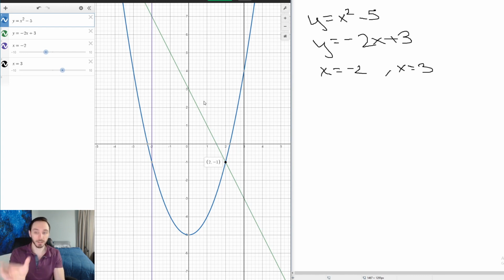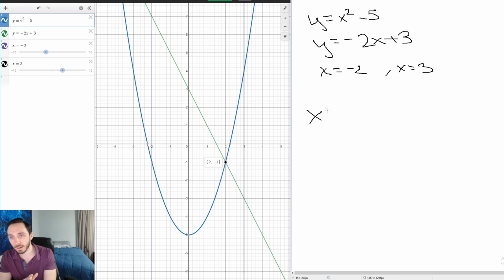Well, if you're in your calculator, you would just find the point of intersection. If you have a TI-84, you would do second, intersect, and then click the two lines, and sure enough, it'll give you 2, negative 1. If you want to do it algebraically, fret not, we can do that really simply. We just set these two expressions equal to each other and solve.